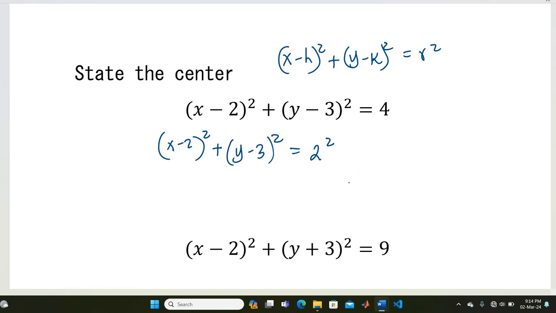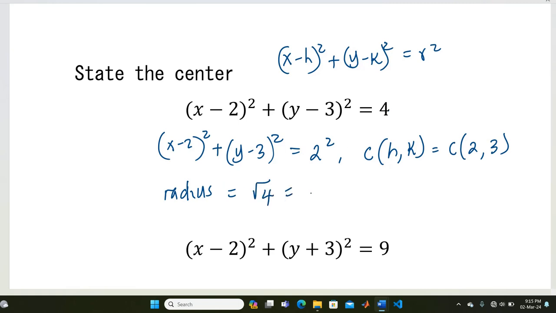So what does that mean? If I compare this equation and this, it automatically tells me that my center C of coordinates (h, k) is going to be, when I look at this and that, h is 2. Then what about k? k is 3. So my center is (2, 3). What about the radius? The radius is going to be the square root of 4, which is 2.